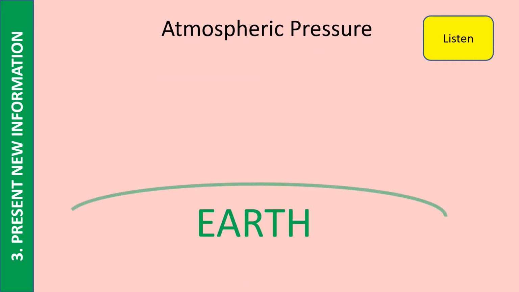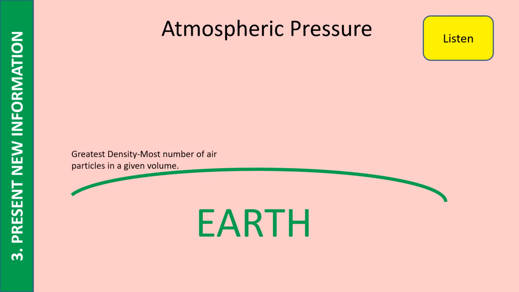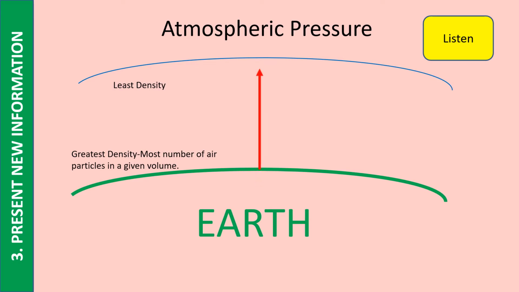The atmosphere is most dense at the surface of the Earth. When we say that, what we mean is that at the surface of the Earth, there are more molecules of air per unit volume. The density of the air decreases as we increase in altitude, and altitude is just a word for height above the Earth's surface.